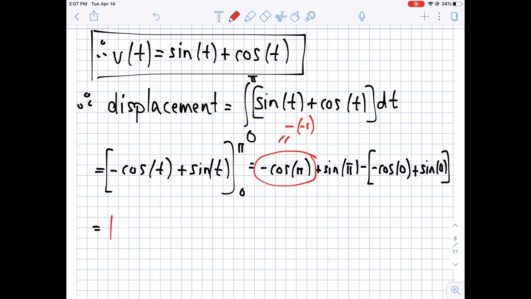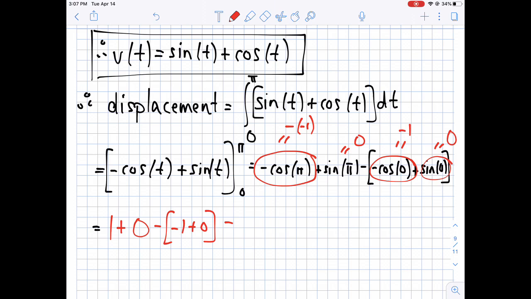And then we have sine of pi. Okay, sine of pi is just going to be 0. We have here, this will be negative cos of 0, which will be equal to negative 1. And then sine of 0, that's just going to be 0 again. Okay, so we have 1 from the start plus 0. Then we have minus 1 plus 0. So we end up with 1 plus 1.